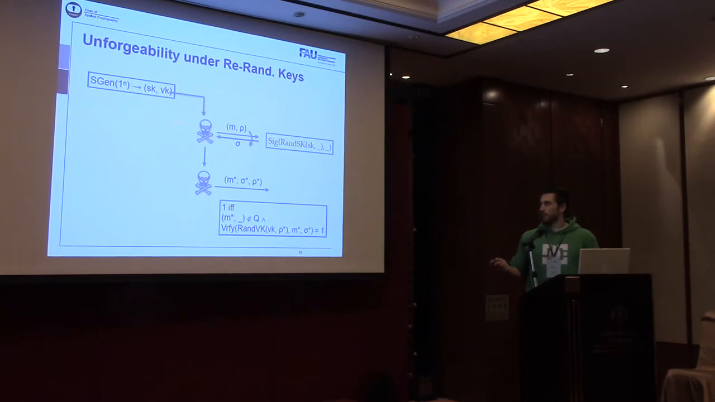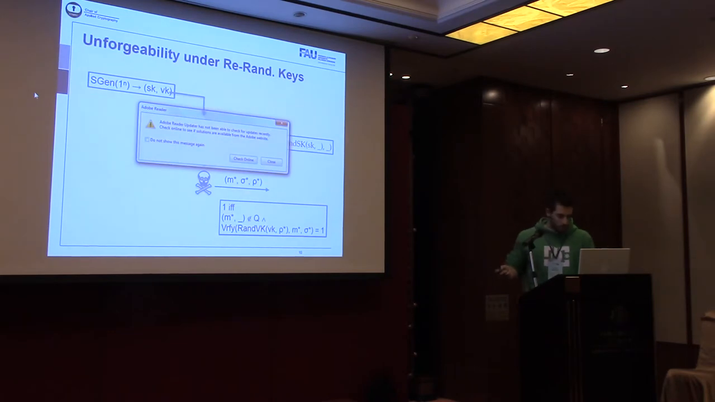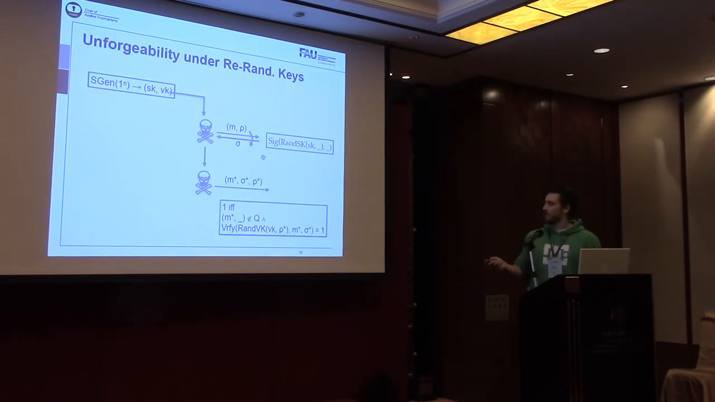What's the security notion? Here there's not much going on. This is essentially the standard unforgeability notion, except with the small difference that in the signing oracle we are allowed to specify a certain randomness which is applied to the secret key, and then the message is signed on behalf of this re-randomized secret key. And the winning condition is as you may expect. The message should not have been queried to the signing oracle, and the verification of the tuple should go through.